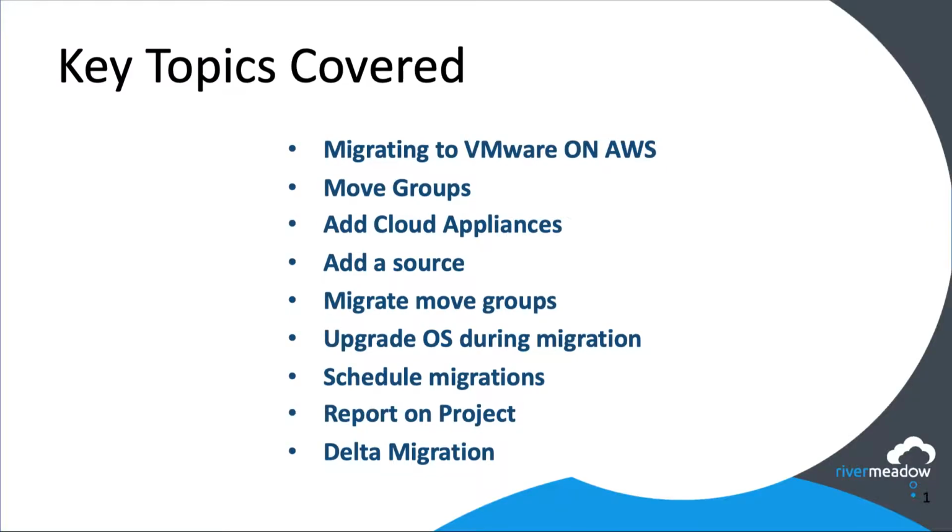In this soup to nuts video we'll be looking at migrating to VMware on AWS. We'll also be looking at things like move groups, which allow us to apply an application-centric approach, how we'll be able to add target clouds, which give us flexibility, how we'll be able to add a source, which shows you how easy that is to do, how we'll be able to migrate those move groups and also upgrade an OS, thereby retiring some of our legacy debt, how we'll be able to schedule migrations so we don't actually have to be logged on to do them, how we can generate reports so we can monitor exactly where we are with our migration, and we'll also show you how we do a delta migration to keep things in sync so that we don't have to migrate everything all of the time.